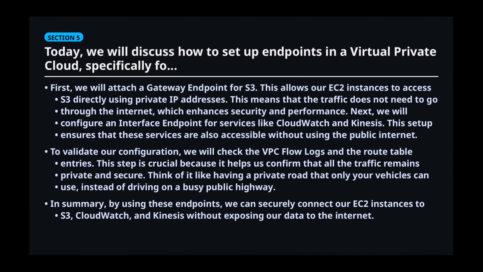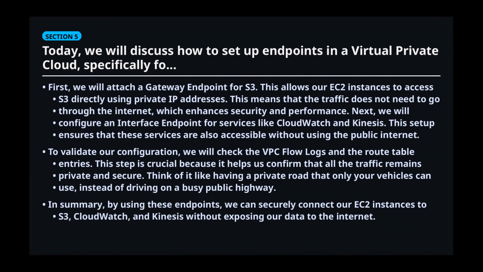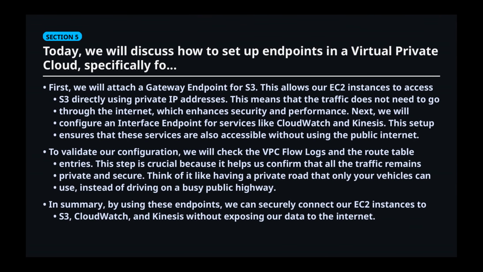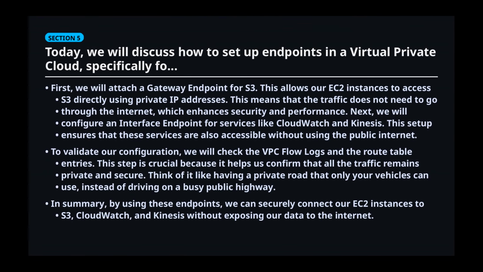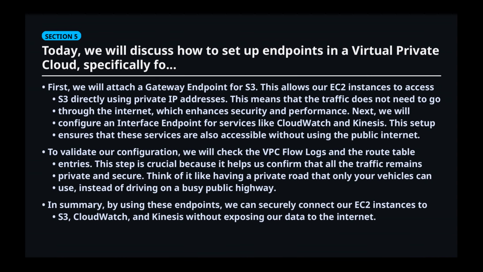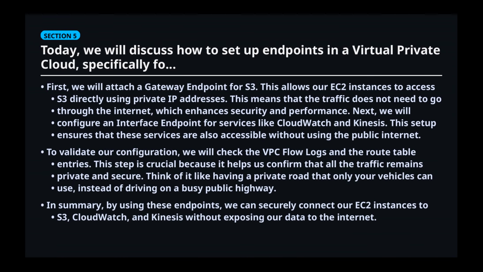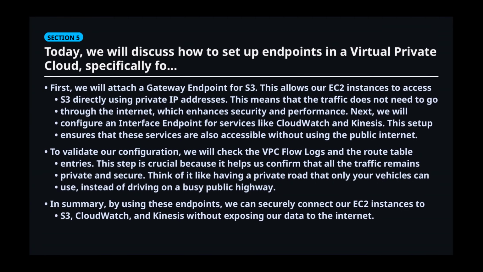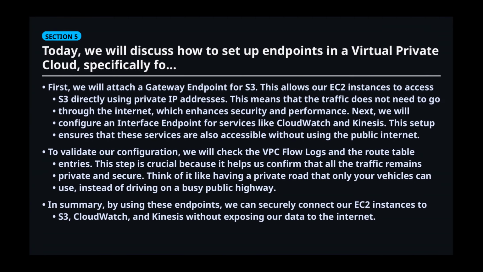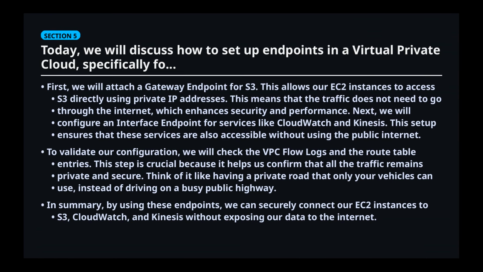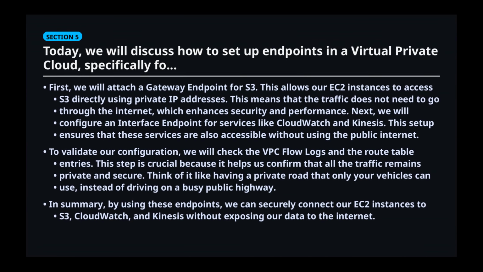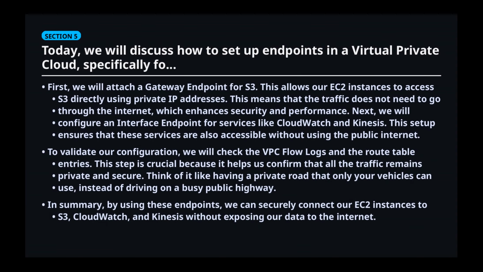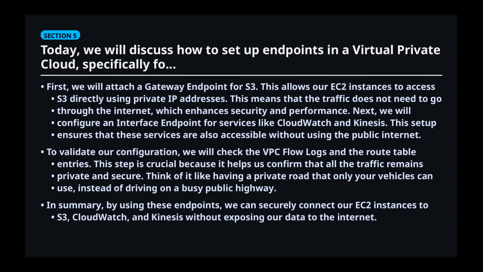First, we will attach a gateway endpoint for S3. This allows our EC2 instances to access S3 directly using private IP addresses. This means that the traffic does not need to go through the internet, which enhances security and performance. Next, we will configure an interface endpoint for services like CloudWatch and Kinesis. This setup ensures that these services are also accessible without using the public internet.